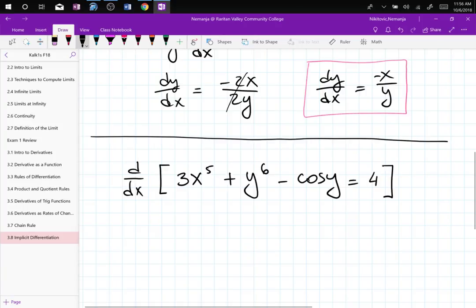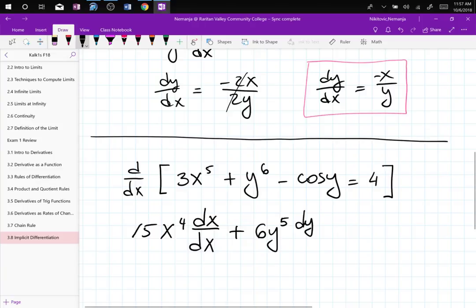The derivative of 3x to the 5 is 15x to the 4. I took the derivative of x with respect to x. Plus, the derivative of y to the 6 is 6y to the 5. I took the derivative of y with respect to x. Minus, the derivative of cosine is negative sine y. I took the derivative of y with respect to x. The derivative of a constant is 0.